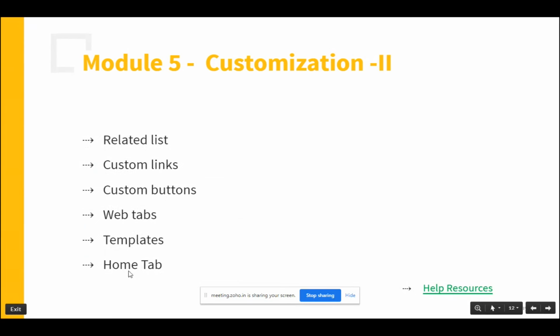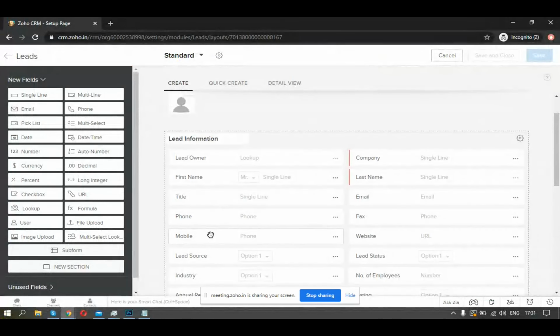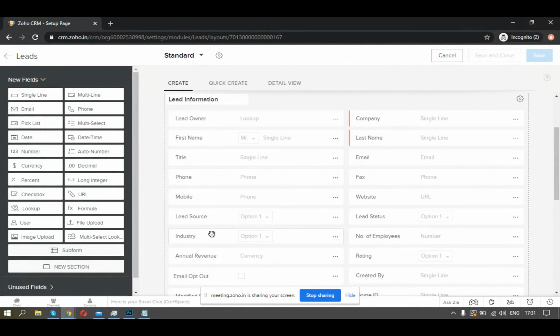A custom link. A custom link, sorry, not a custom link. The custom buttons are buttons which you can add in the modules. In this scenario, if you see the send email, even though that is a hard-coded button provided by Zoho, that is what a button looks like.